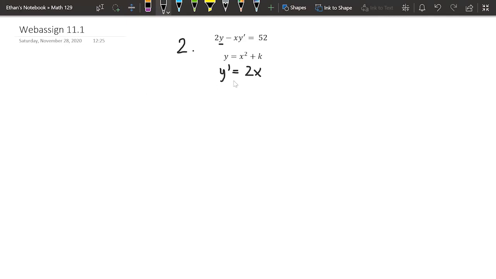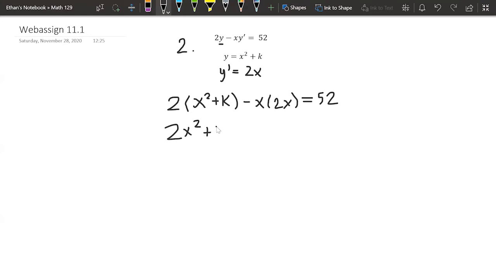So next step is just to plug this into the differential equation. What we're going to get is 2 times y, which as we know is x squared plus k, minus x times y prime, which we just solved for, is 2x, equals 52. And multiplying that out, we get 2x squared plus 2k minus 2x squared equals 52.